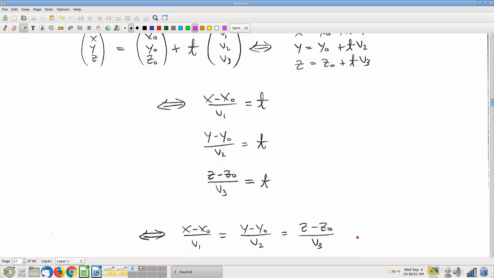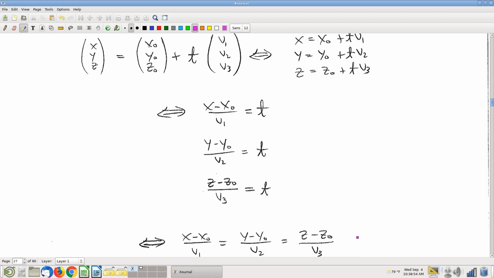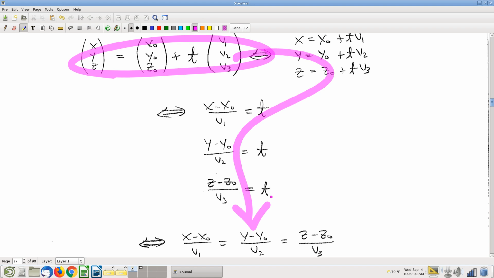Point of policy. In this course, if a question gives you a parameterization and says, find the symmetric equations for the line parameterized as given, you have to show me the process. Now, good news, the process is really easy. Solve for t. That's it, right? But you do have to show me that process.